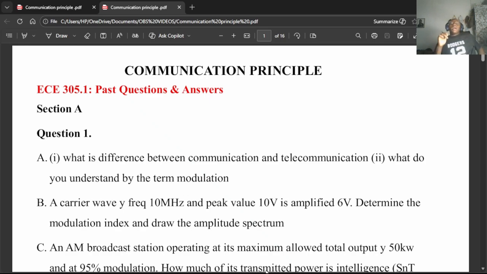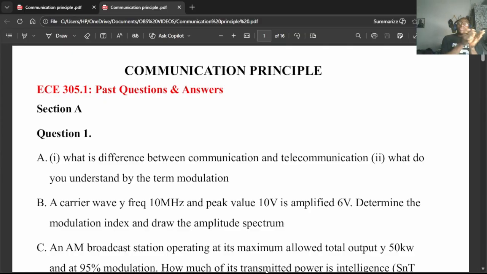Now let's consider communication principle. On communication principle, our interest is in questions and answers. So this is an expository class, where you'll be exposed to how you are going to see your questions for communication principle.